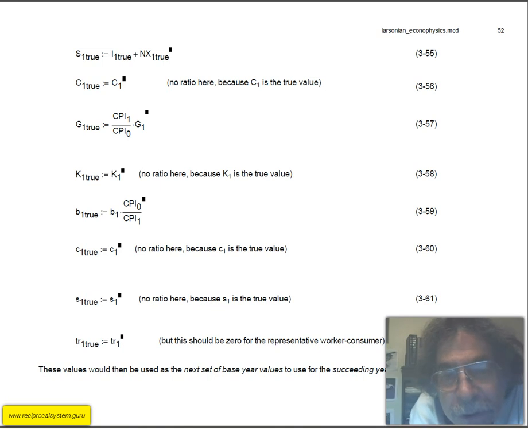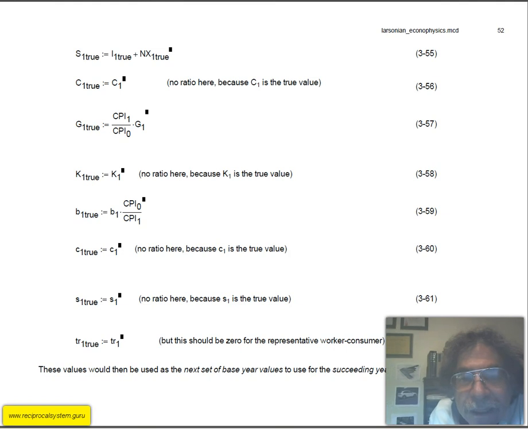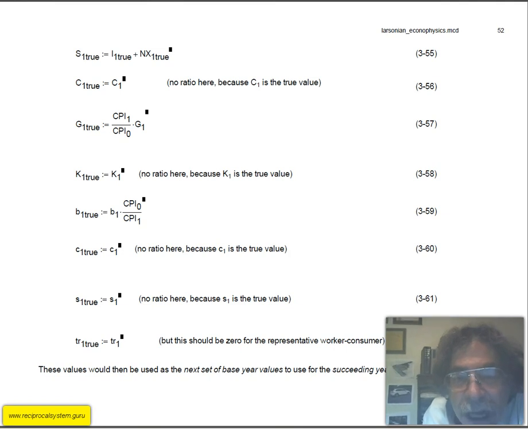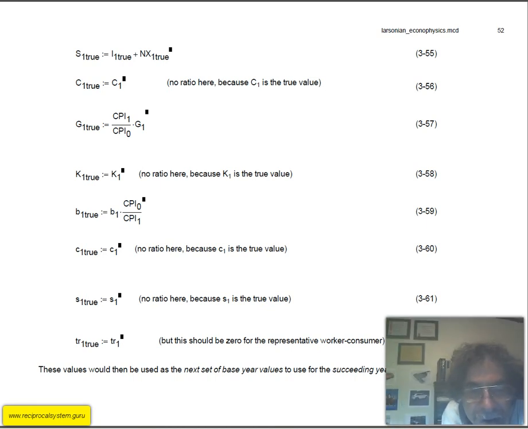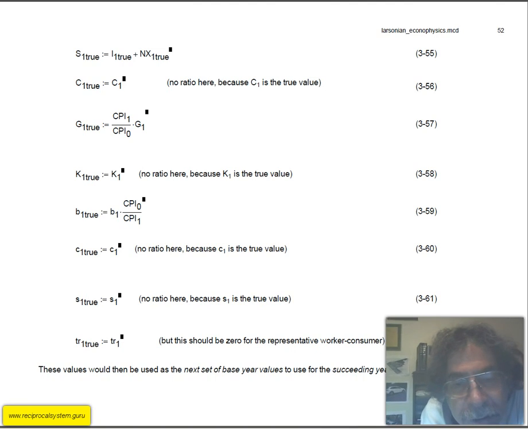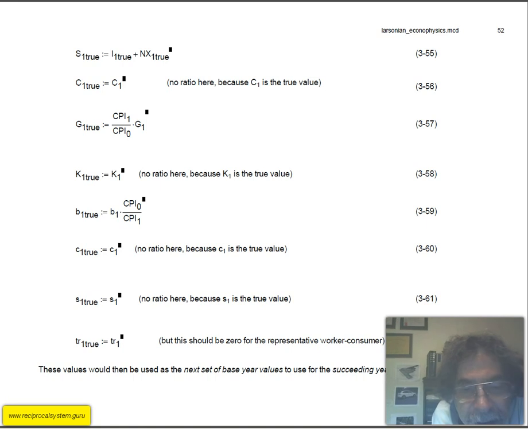G sub 1 true, that's the government spending again, equals CPI sub 1 divided by CPI sub 0 times G sub 1. Makes sense. K sub 1 true equals K sub 1, no ratio there. B sub 1 true equals B sub 1 times CPI 0 divided by CPI 1. Again, that's the true investment rate earned by the worker. C sub 1 true equals C sub 1, so no ratio there. That's the consumption per worker.